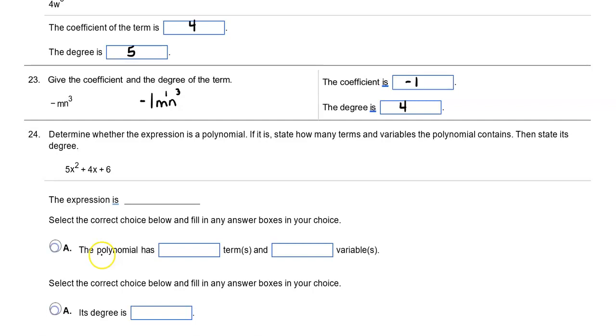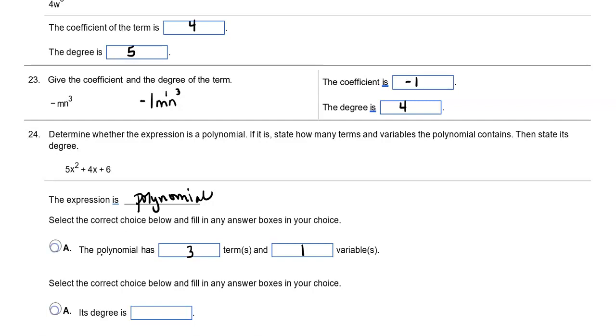Determine whether the expression is a polynomial. If it is, state how many terms and variables the polynomial contains. Then state its degree. So the expression is a polynomial. And the polynomial has 3 terms and 1 variable.